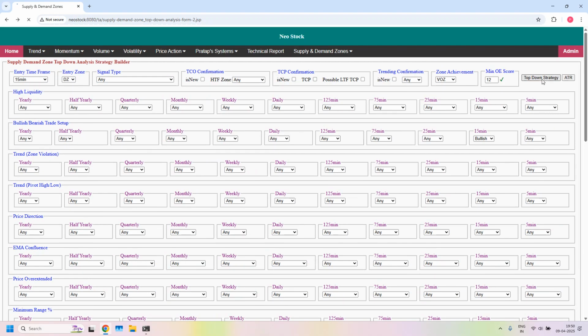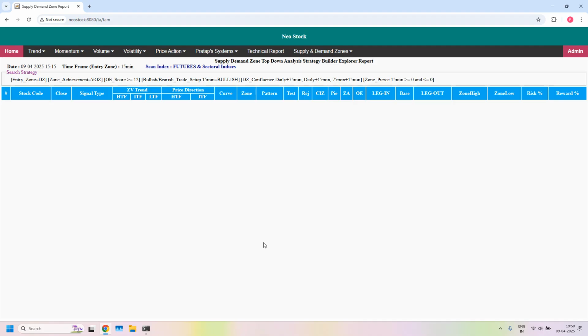That is 75 minutes, 15 minutes and daily, all 3 zone confluence. So none of the stocks are having LTF, ITF, HTF zone confluence. Look into the search strategy. We said daily 75, daily 15 and 75 minutes 15, all 3 zone confluence together. Okay. So this is the bullish trade setup for daily income trade.